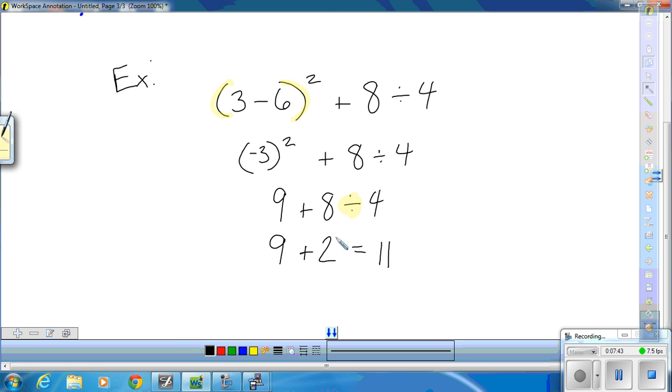If we had done 9 plus 8, we would have gotten 17. And then 17 divided by 4 would have given us a fraction. And that's a very different answer than 11. So again, order of operations is very important.